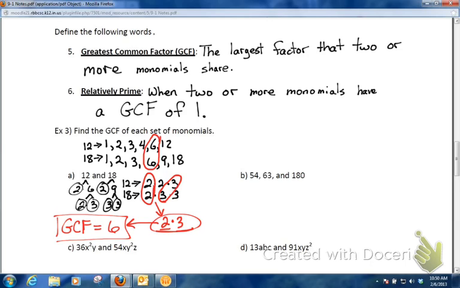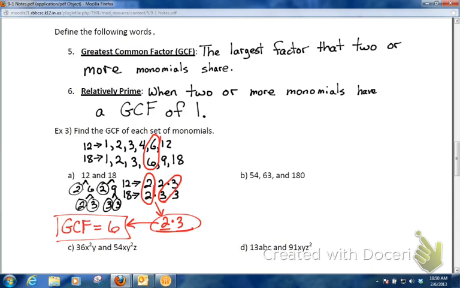Now, the reason that'll save you time is you'll see in the next problem, it's going to be a lot less numbers to list out if you list out the prime factorization than it would be to list out all the actual factors of the number. All you've got to remember then is to multiply the prime factors together to get your answer. So let's do that with letter B.